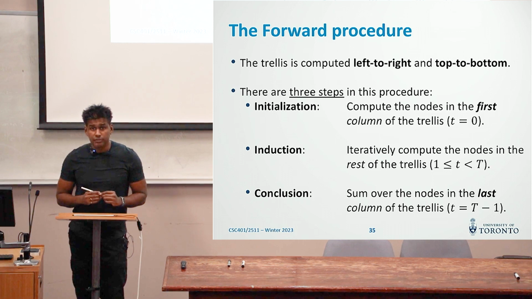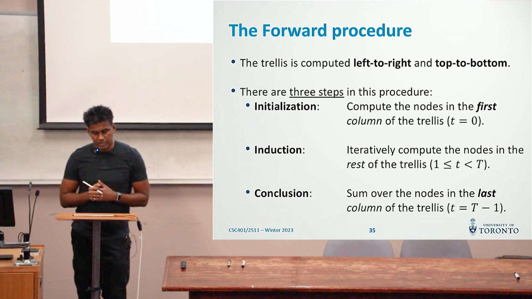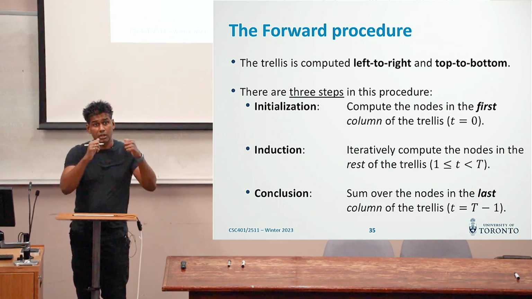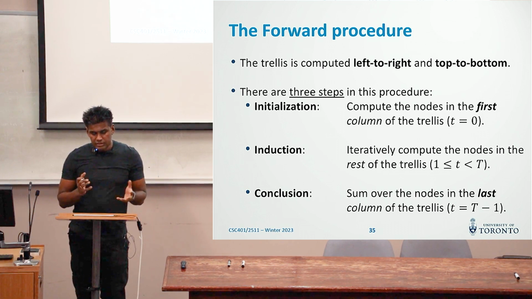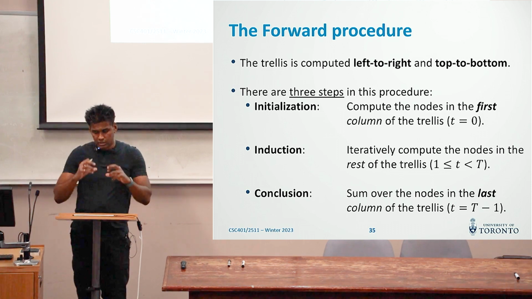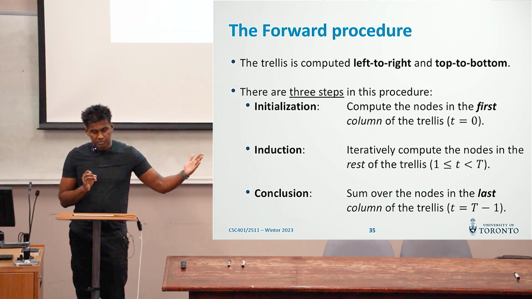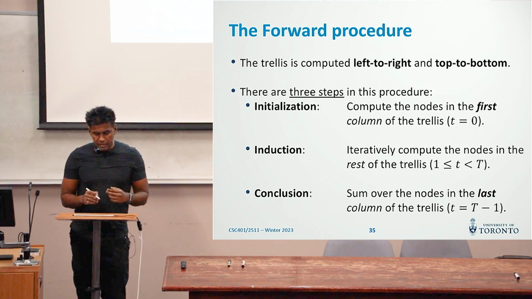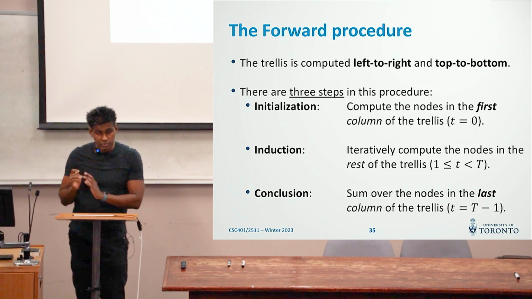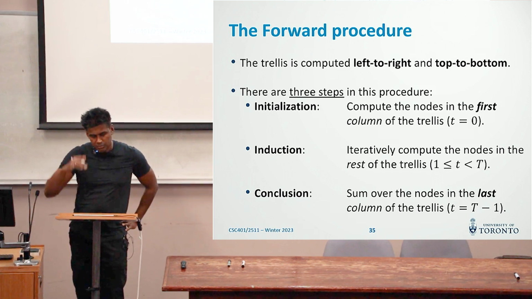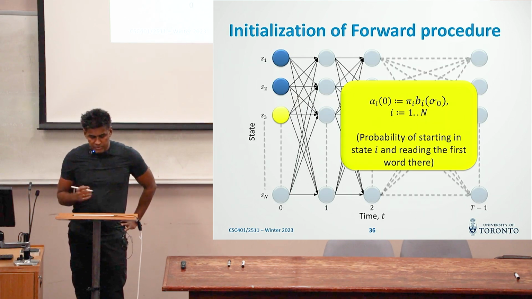All right, so the forward procedure has 3 key steps. First is initialization, and then induction. In the initialization process, we just compute the first column of the trellis using our initial state probabilities. In the induction step, we iteratively compute all the nodes in the rest of the trellis based on our previous values of phi it. And in the conclusion, to get our answer, we essentially sum over all the nodes in the final column, which is t minus 1. At the last time step, we just calculate the sum over all the nodes in the last column. So let's see an example.